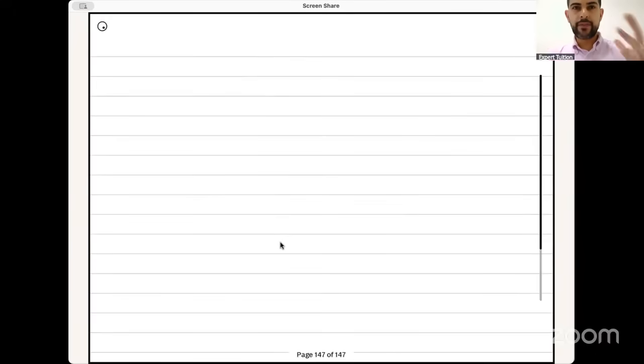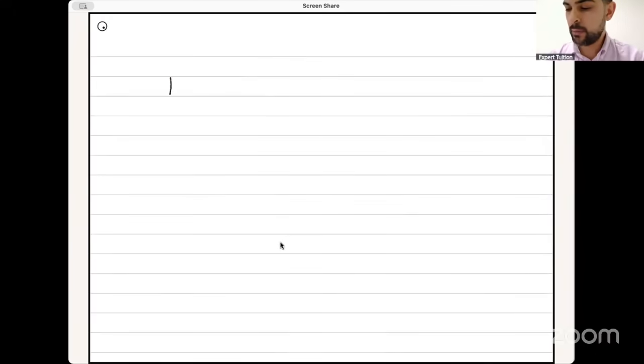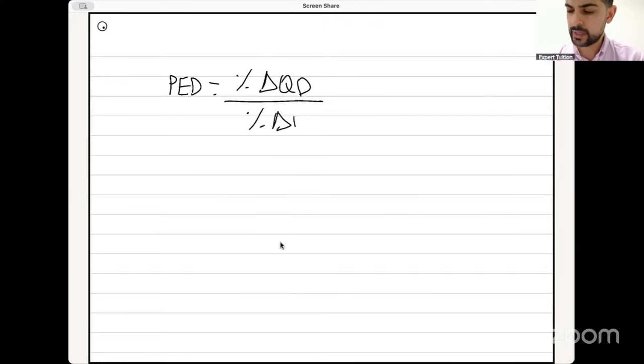So let's start off with the definition or the formula for PED. PED is the percentage change in quantity demanded over the percentage change in the price. It's really important to understand that the bottom of the fraction changes first, so the price changes, and then demand reacts to that change. Now, if the price is going up, in order for that to happen, it must be that supply is shifting. If demand is going to respond to the change in the price, we're going to assume that supply is going to shift.